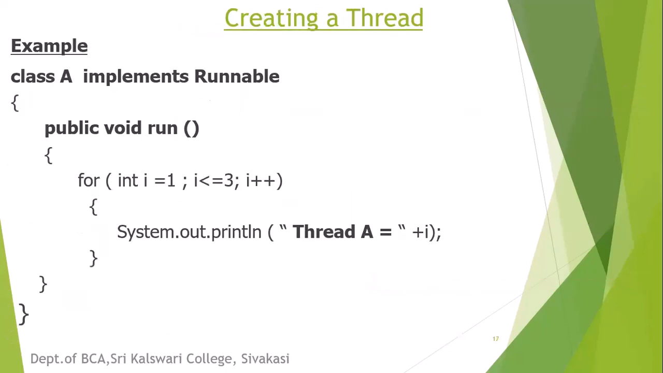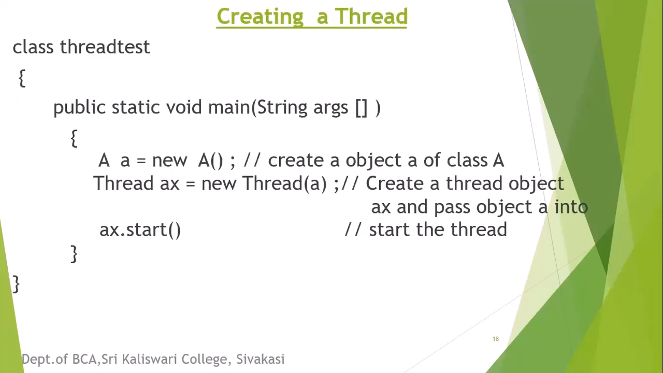You see here class A implements Runnable, and I am printing the I value. In the main method, public static void main, we create an object, which is the newborn state, and create a thread. Into the thread we pass the object that was created in step one, and schedule it to run by the start method. So that's all for the thread class.